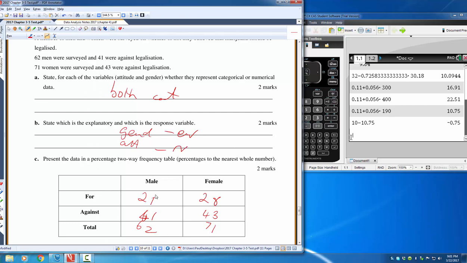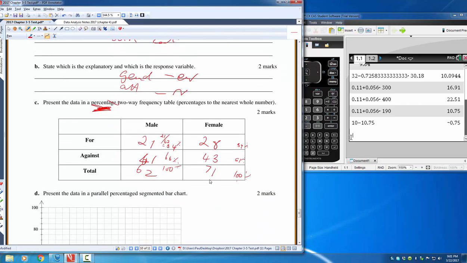Alright, so we've filled in this table a little bit preemptively because it wants us to do a percentage one. So what I would do is convert all of these to percentages. So that's 21 over 62 to the nearest whole number. I worked this out earlier, but you can do it again on the calculator. What you would have got is 34%, you would have got 66% on this one, and you would have got 39% over here, and you would have got 61% over here, both of these columns totaling to 100%. So you needed to just work those ones out on the calculator.